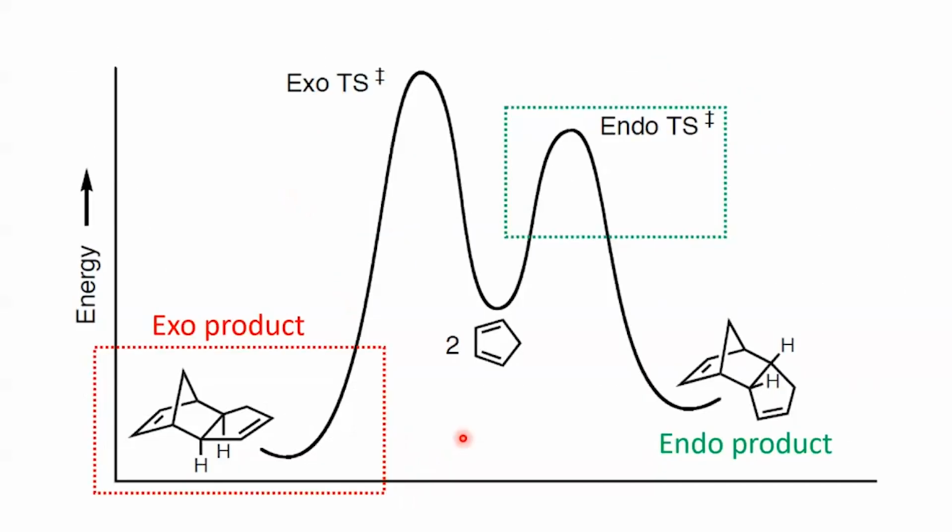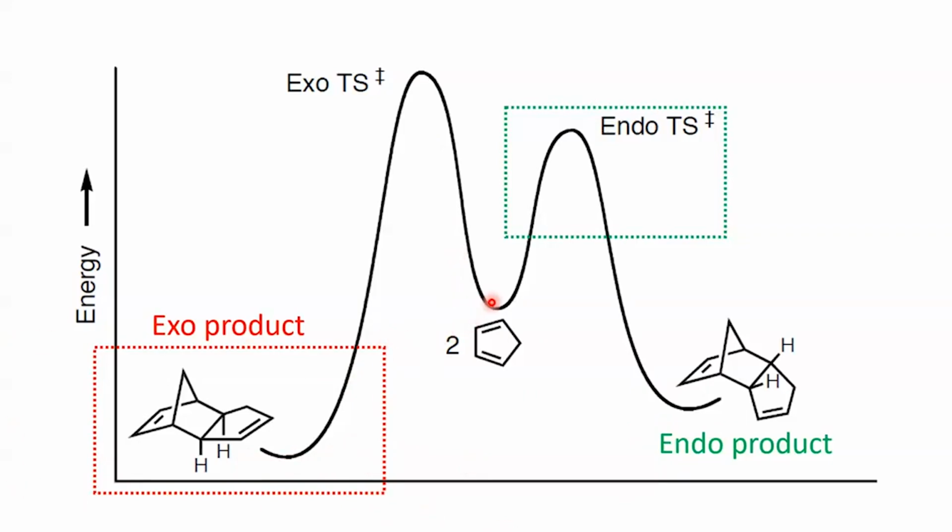I'm showing you this situation diagrammatically. Here in the center, we have our 2 equivalents of cyclopentadiene. There are 2 reaction pathways it could go. It can either go to the left to give us our exo product, or it can go to the right to give us our endo product. The exo product, we can see that it winds up down here in this energy well, and it's lower than the endo product. So this is the thermodynamically favored product.